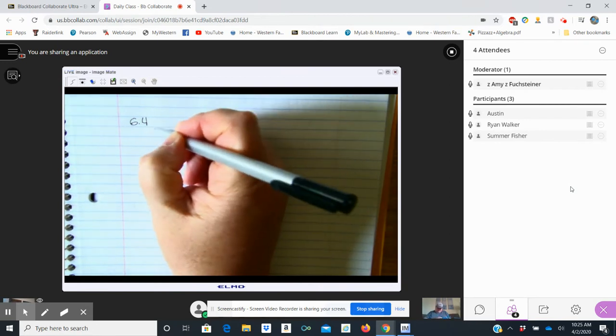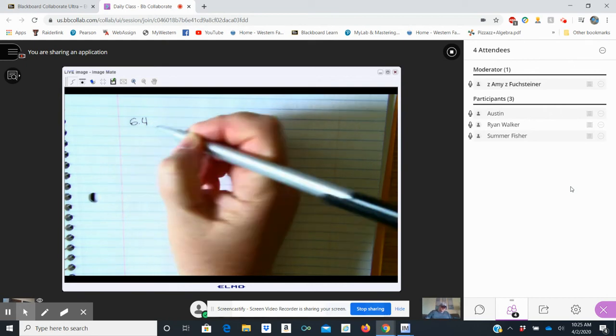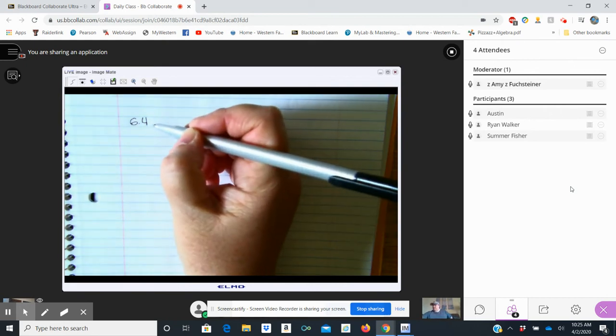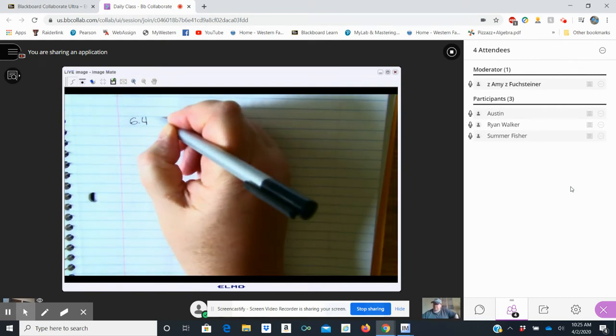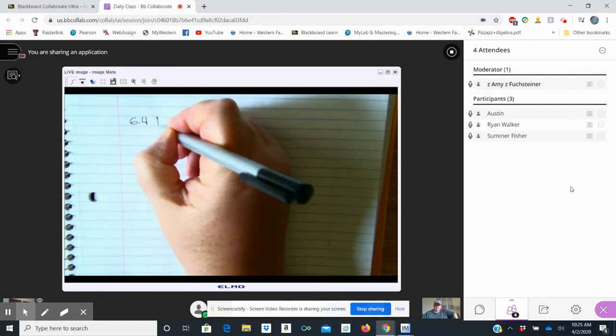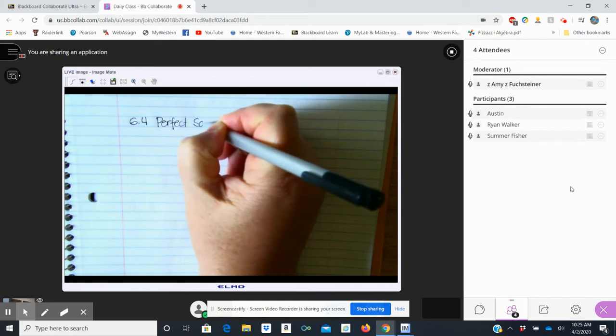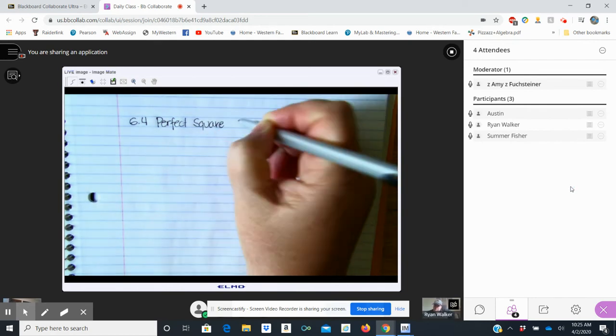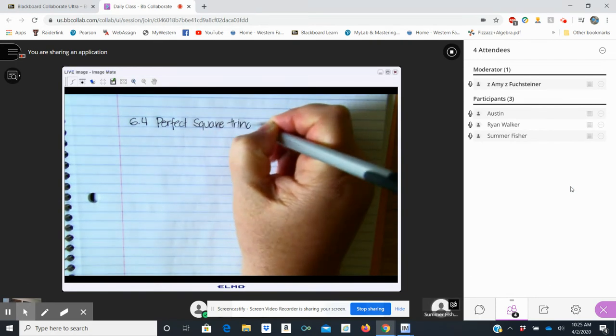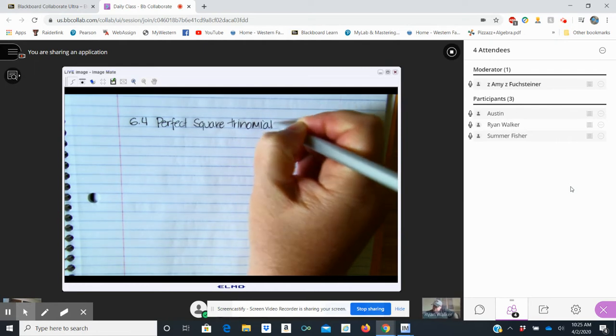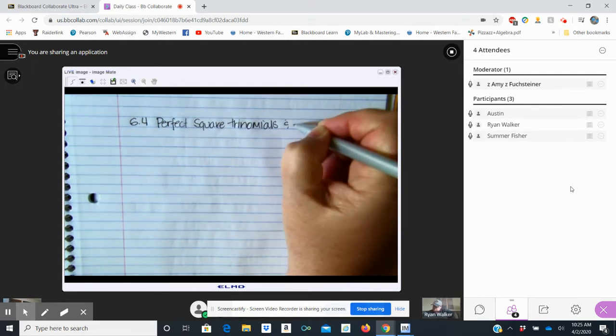Okay, so today we're going to work on 6.4. 6.4 is perfect square trinomials and the difference of squares.